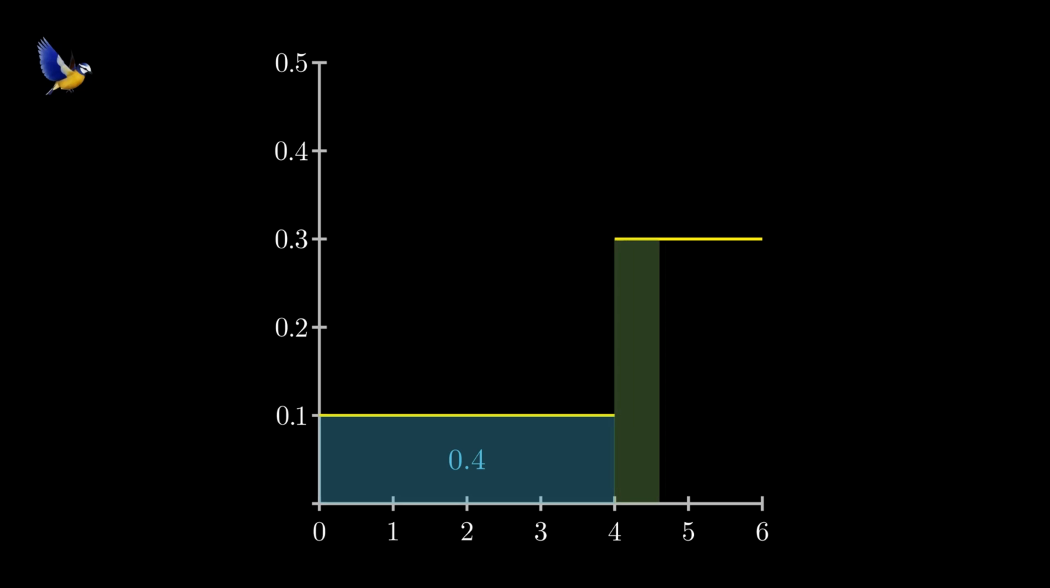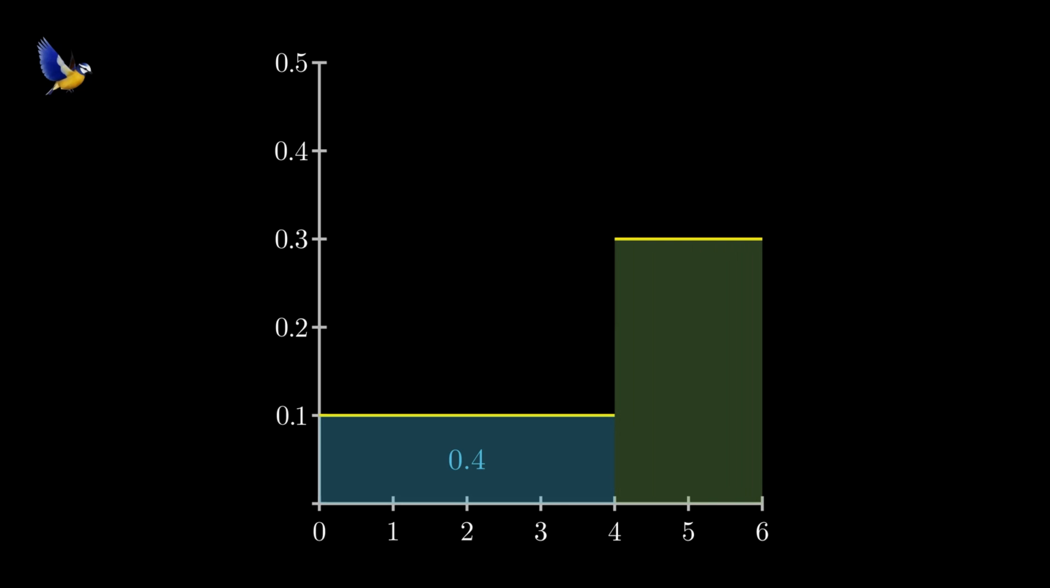Likewise with this section, the probability of the bird landing between x equals 4 and x equals 6 must be the area of that shaded rectangle. Okay, the width is 2 this time, that's just the gap from 4 to 6, and the height of the yellow line there is 0.3. So we do 2 times 0.3 and we get 0.6.